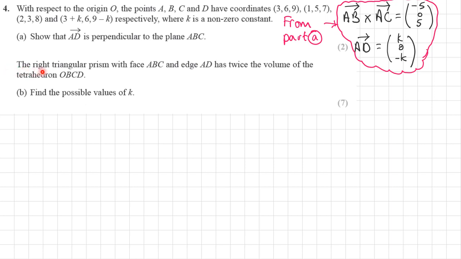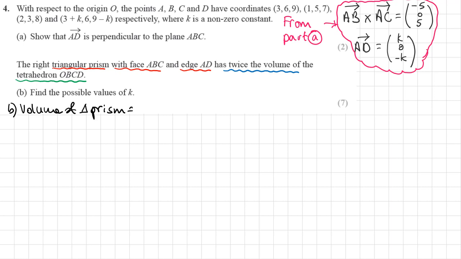Right, next part. The right triangular prism with face ABC and edge AD, that's its length, has twice the volume of the tetrahedron OBCD. In part B, we need to find the possible values of k. Now, I've written these bits down from part A. They may be useful. So we want to find the volume of this triangular prism, and to do that, we want to find the area of that triangle and times it by its length.